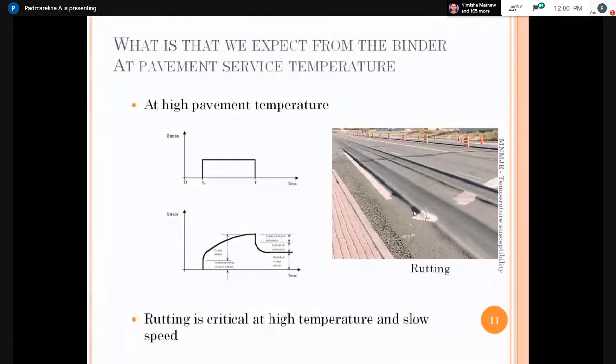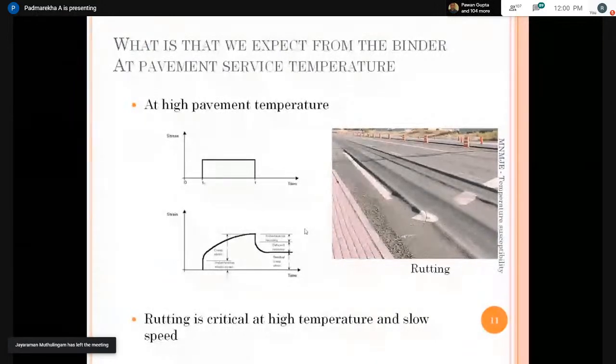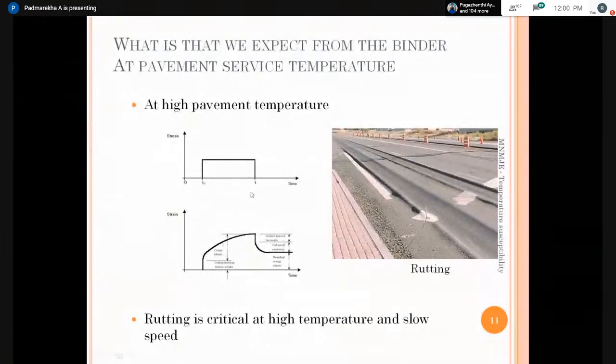At high temperature, when you load a pavement, we will just talk about the pavement and relate it to a bitumen later. At the high temperature, when we load a pavement, there will be a permanent deformation or rutting happening in the bitumen. You can see a rutting here, which is nothing but the permanent deformation in the material.